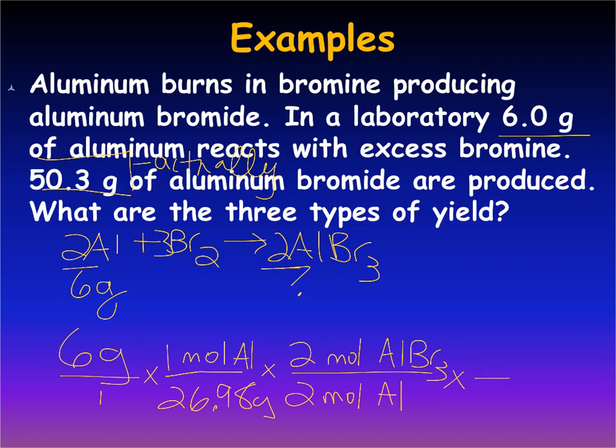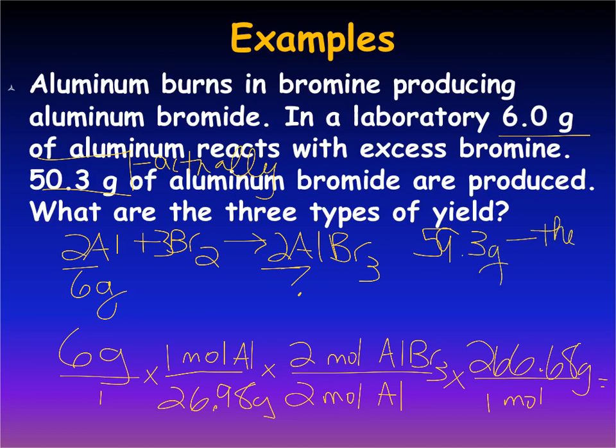Last step, we're going to go back to grams, but we're going to go to grams of AlBr3 this time. So we need to get the molar mass of that, which is 266.68 grams. Now I'm going to multiply across the top, divide by what's on bottom. That will give me my theoretical yield. So I got our theoretical yield to be 59.3 grams. So that's the theoretical. Up there is our actual, the 50.3.